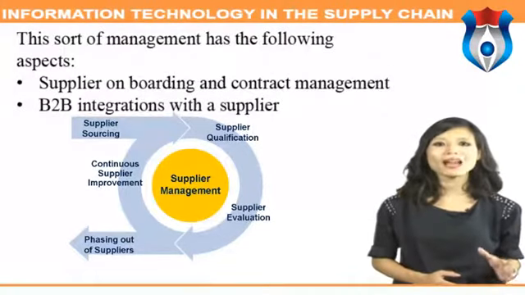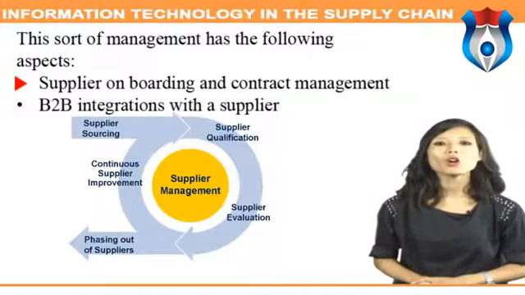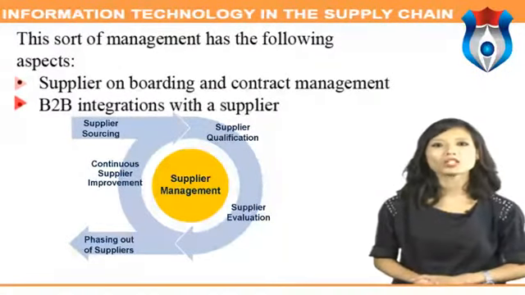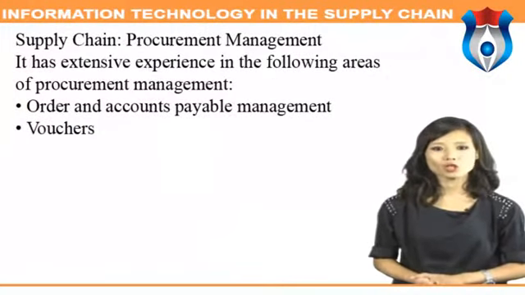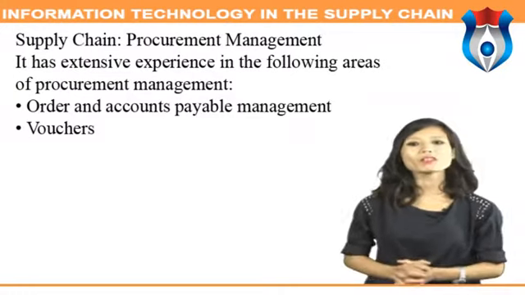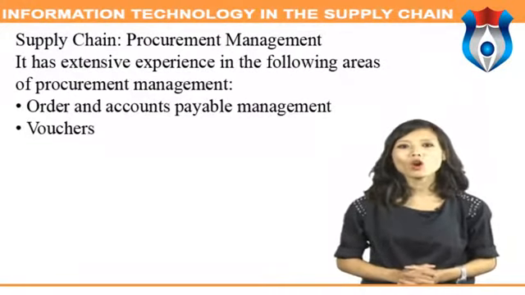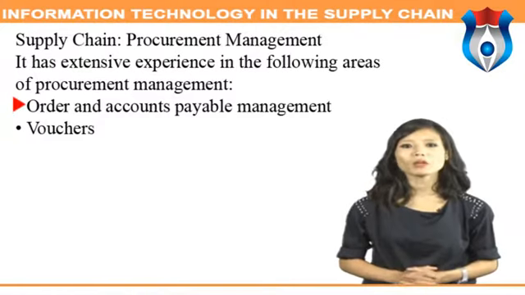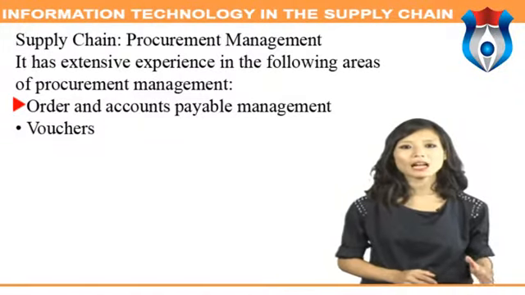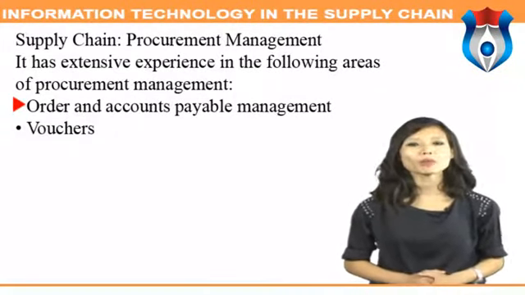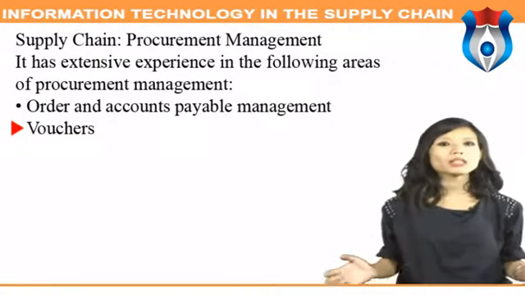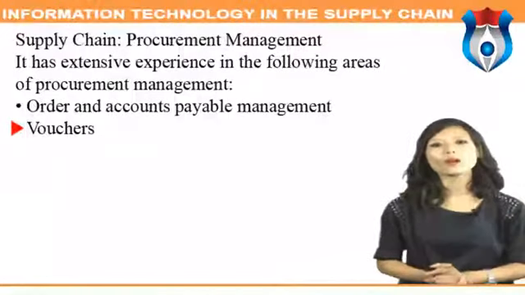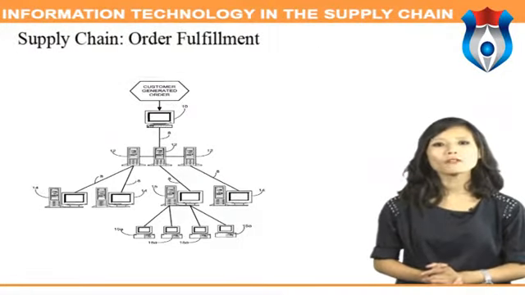This sort of management has the following aspects: supplier onboarding and contract management, B2B integration with the supplier, supply chain procurement management. It has extensive experience in the following areas of procurement management: order and accounts payable management, manual and system generated orders, leveraging electronic data interchange, EDI interface, and reconciliation of PO, invoice and delivery receipt for vouchers, ability to create vouchers when merchandise arrives at a warehouse.